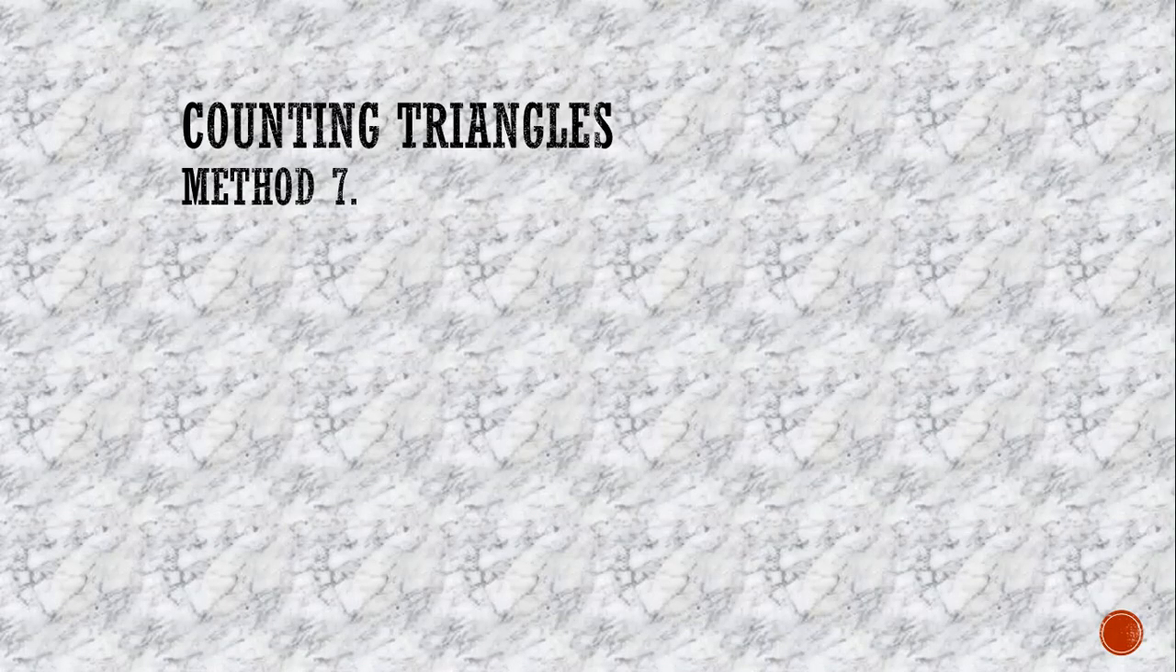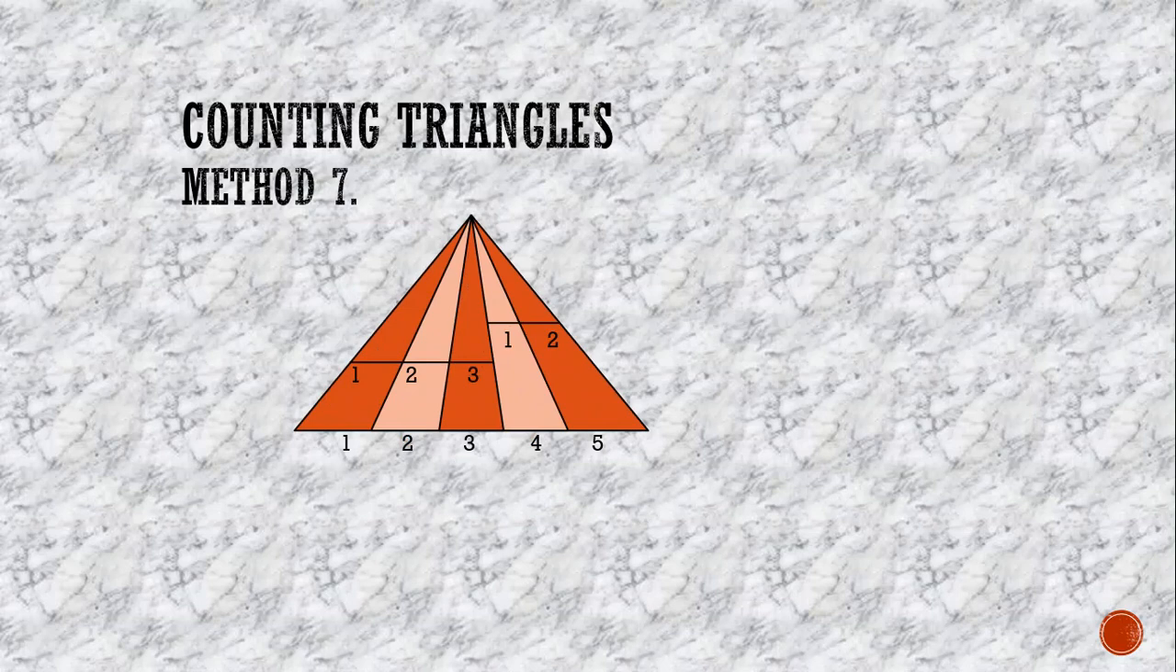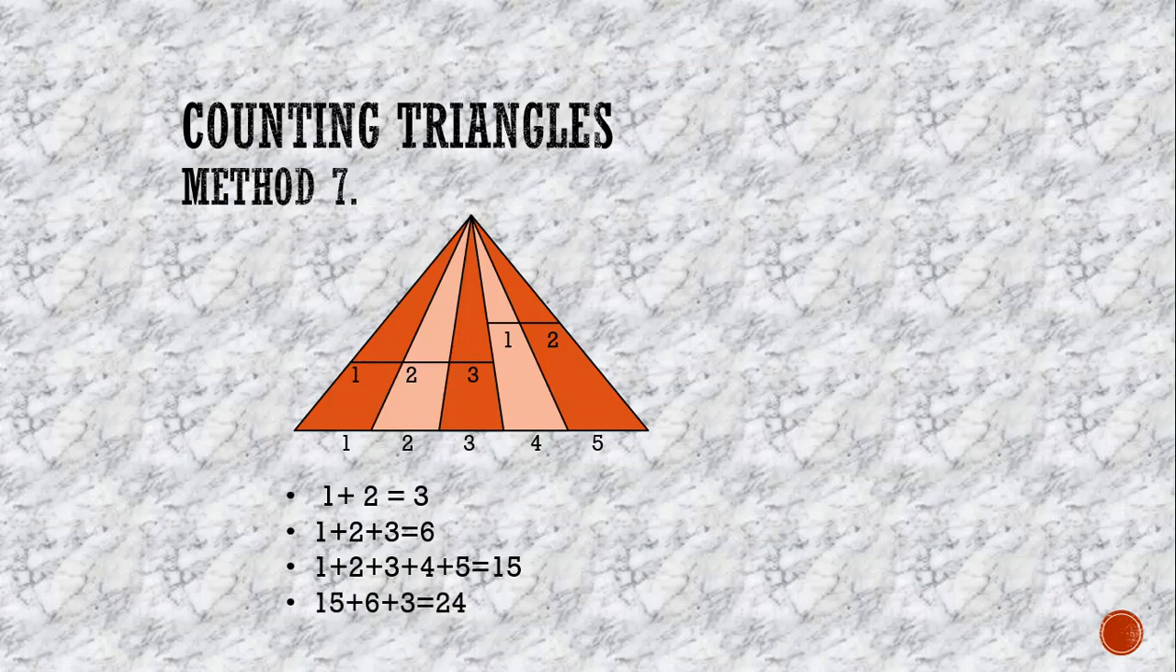Here I am going to start from method 7, and I have described up to method 6 in part 1. Here we have a triangle whose base is divided into 5 parts and it has two parallel lines. One line is divided into 2 parts and the second line is divided into 3 parts. So now we have to count the total number of triangles in this triangle. Firstly we add 1 plus 2 which is equal to 3. Then we add 1 plus 2 plus 3 which is equal to 6. Firstly we have added numbers for this line, then for this line, then we add numbers for the base: 1 plus 2 plus 3 plus 4 plus 5 which is equal to 15. Now we add these three numbers: 15 plus 6 plus 3 which is equal to 24. So there are a total of 24 triangles in this triangle.